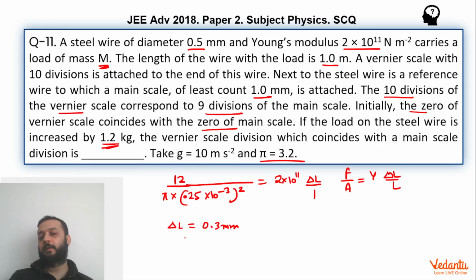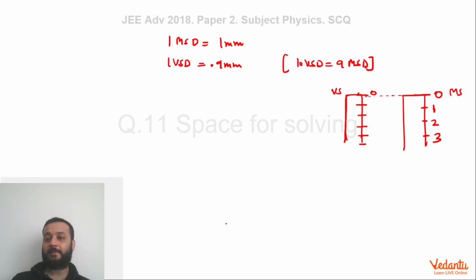It's not very difficult. So when the value of delta L is 0.3 mm, that means the wire will go down, or we can say the block will go down by 0.3 mm. And to the block, the vernier scale has been attached. So since the block goes down by 0.3 mm, we can say that the vernier scale will also go down by 0.3 mm, right? So we realize that this vernier scale is going to go down by 0.3 mm.